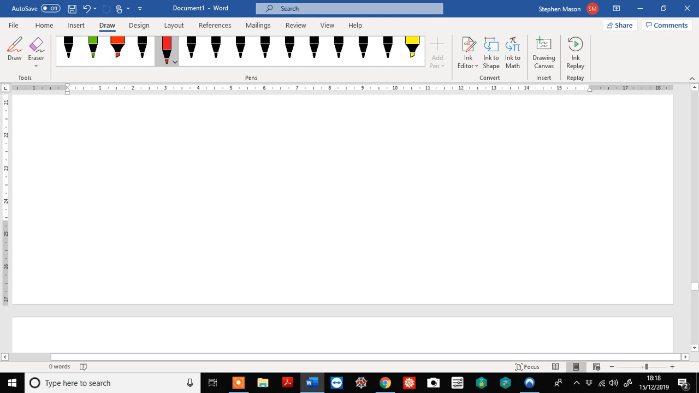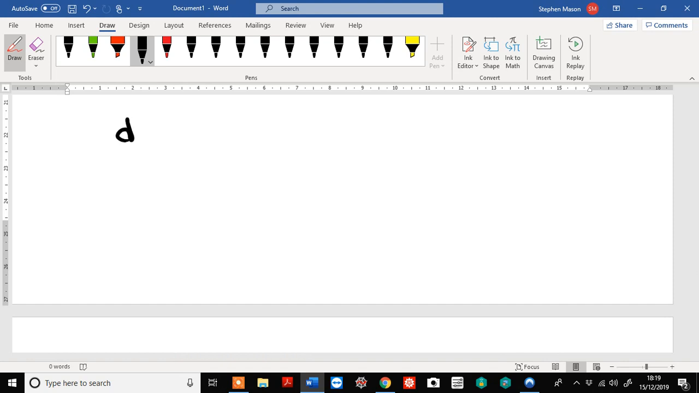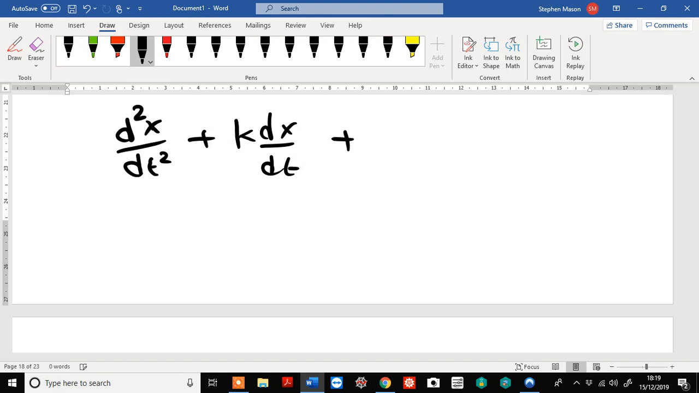Hello. If you remember a couple of videos back, I solved a second order differential equation which was of the form d squared x by dt squared plus k dx by dt plus kx equal to 1.